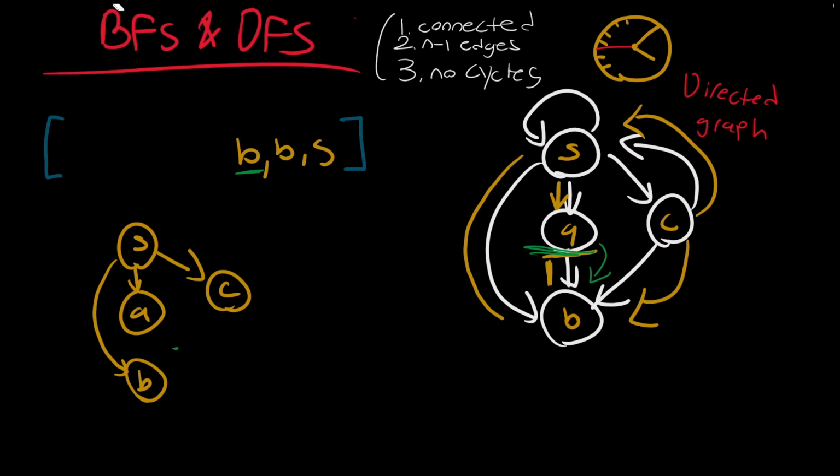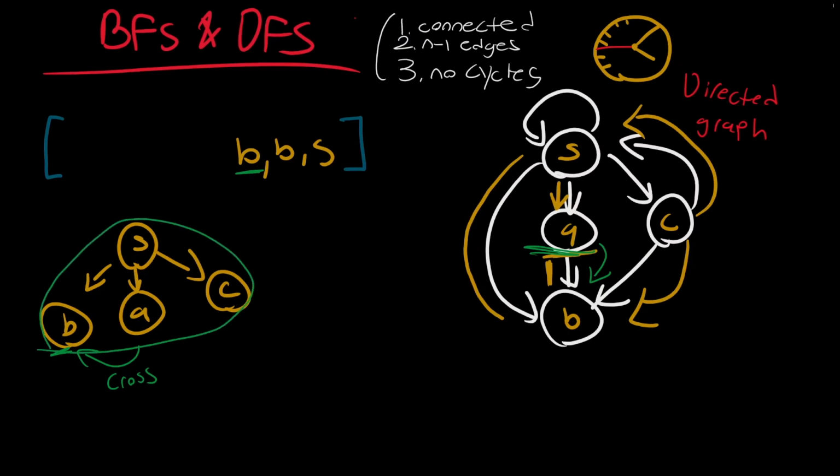Let me draw it in a different way. What type of edge is this? This is a cross edge because we're going to an endpoint B that is not a parent and is not a child in the original tree graph. Everything in yellow is the original graph. B isn't connecting to A in any sort of way. So this is a cross edge.